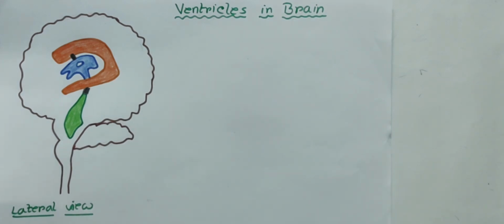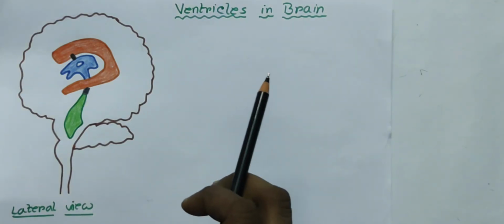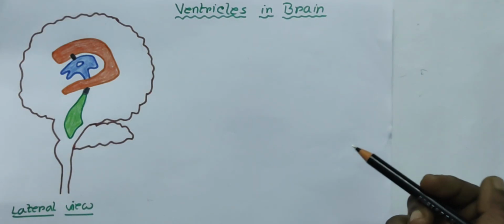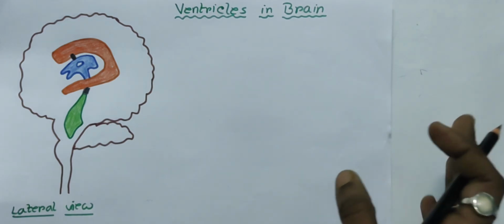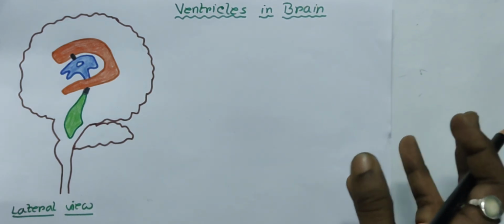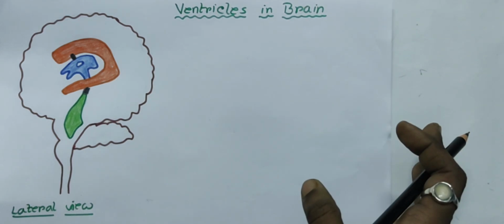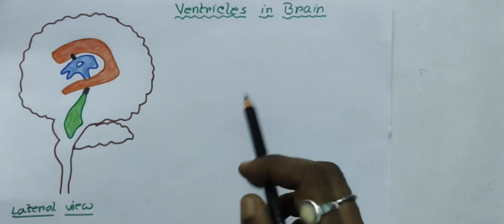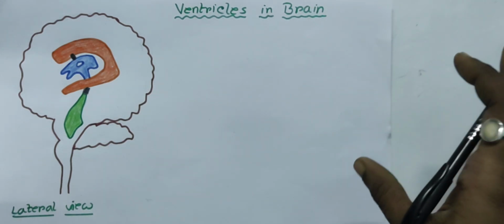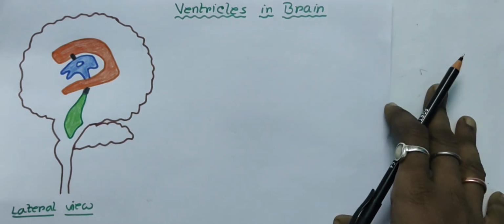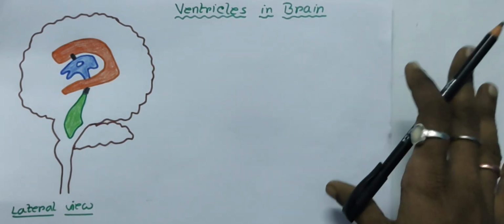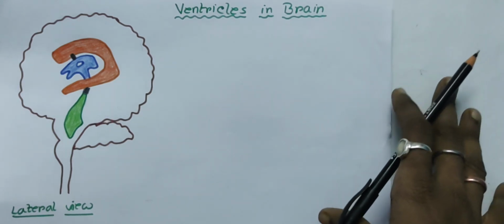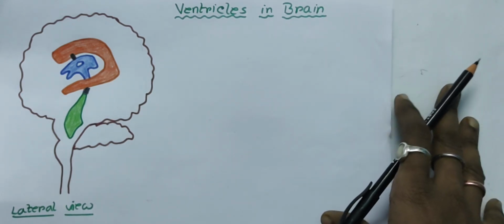The topic for today is ventricles in the brain. Most of the students don't understand what ventricles in the brain are, so I decided to discuss this topic today, and I will also highlight the cerebrospinal fluid. So our discussion is on the ventricles in the brain and also on the cerebrospinal fluid. So let's start.